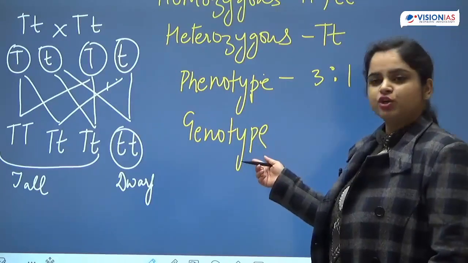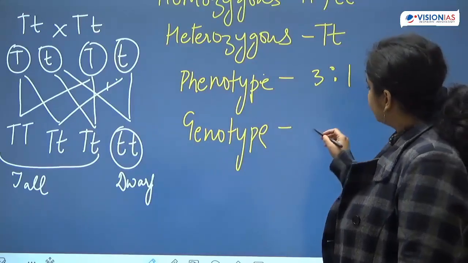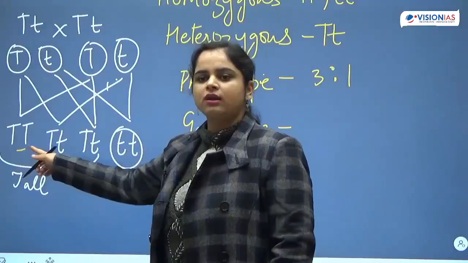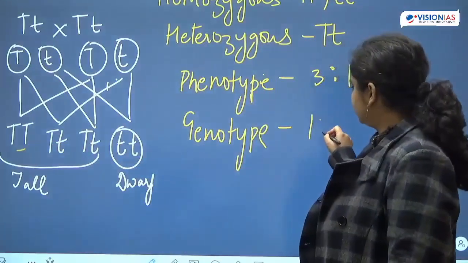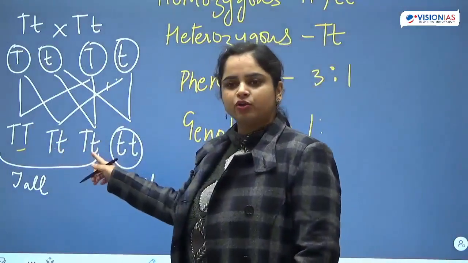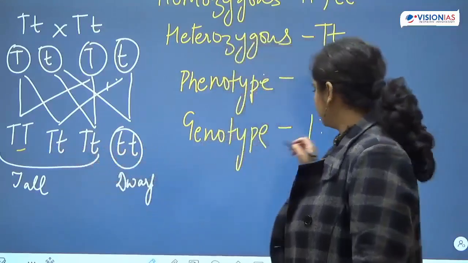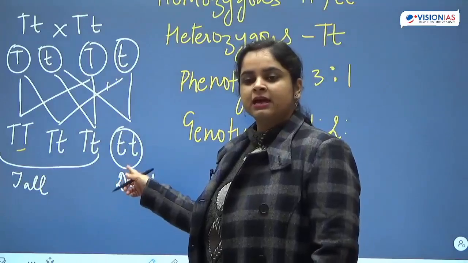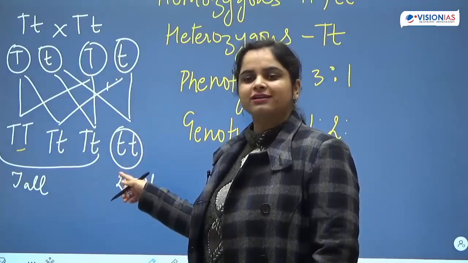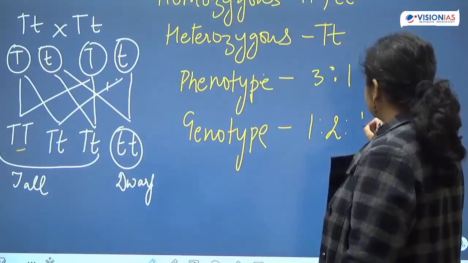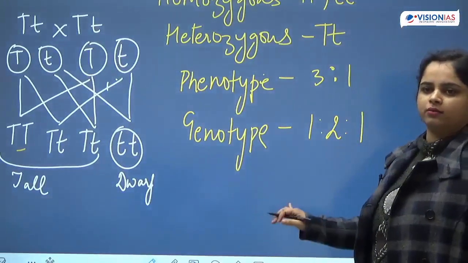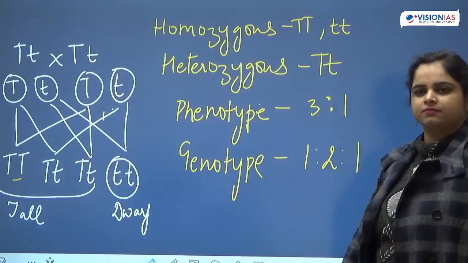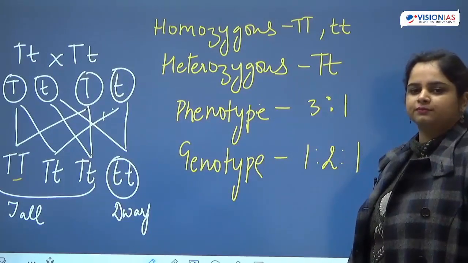And genotype? If we have to see the ratio, we'll take first one, tall, homozygous. So 1. Then 2 heterozygous, capital T, small t, 2 of these. And the last one is homozygous for the recessive trait. So this is 1:2:1. Phenotypic and genotypic ratio in this particular case. 1:2:1.